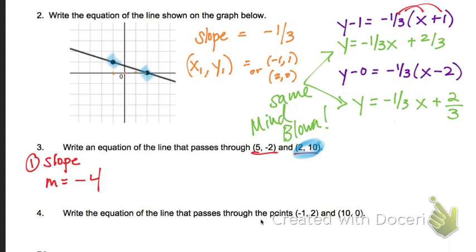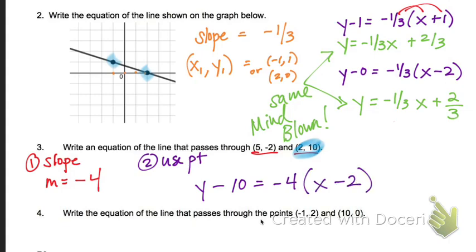So, I'm going to use (2, 10), and I'm going to use the point-slope form. Using point-slope is step number 2. And it's going to look like y minus 10 equals -4 times x minus 2. And I'm done. Or am I? I'm just kidding. We can be done.